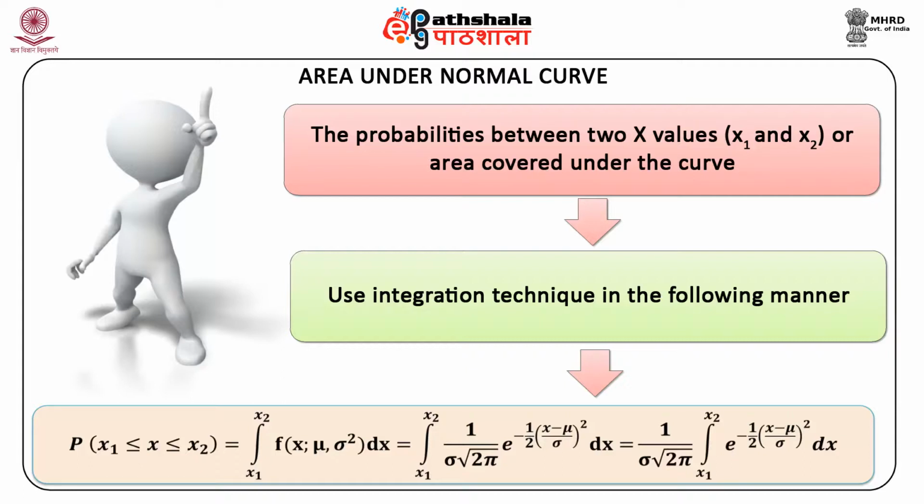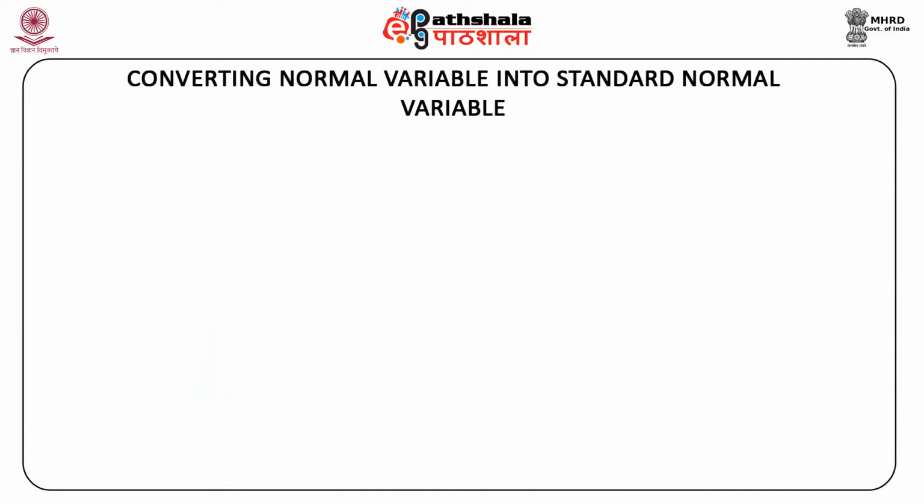To deal with this, we transform each normal random variable with a specified mu and sigma squared into a standard normal random variable called the z variable, which has 0 mean and 1 standard deviation or variance. This standardized variable is used to calculate the probabilities of all normal distributions, irrespective of the values of mu and sigma squared. Converting normal variable into standard normal variable. The distribution of any normal random variable with mean 0 and variance 1 is called a standard normal variable.